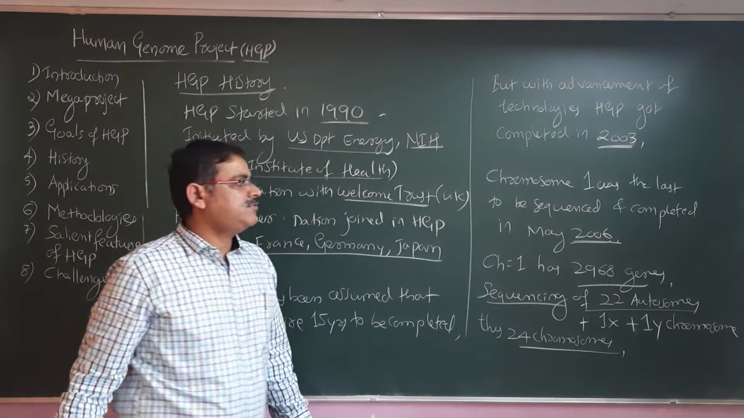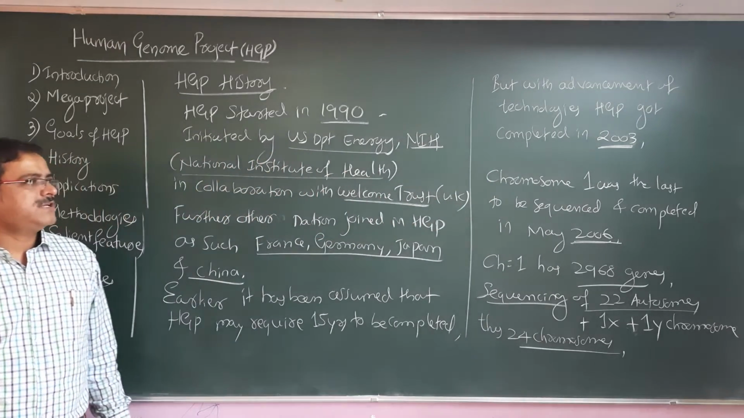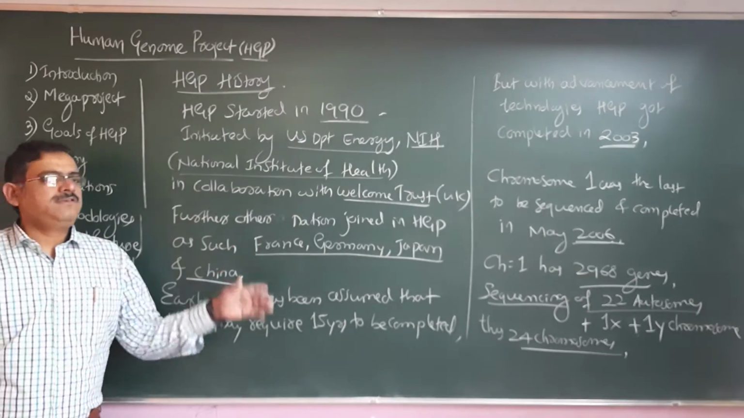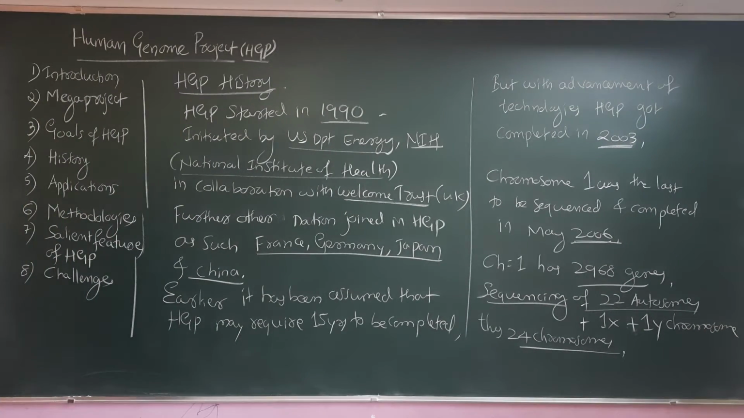Mainly chromosome 1 was the last to be sequenced because of its huge number of genes, 2968 genes it is having. So this is all about the brief history as such.